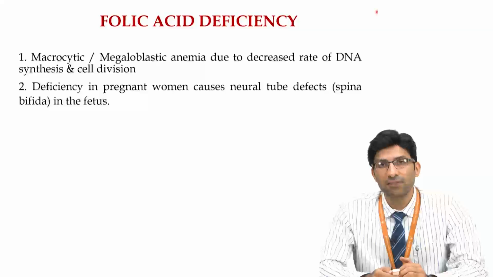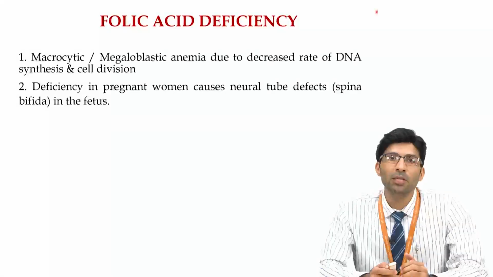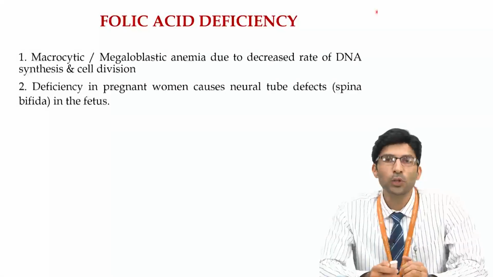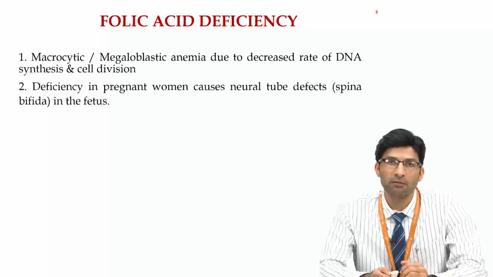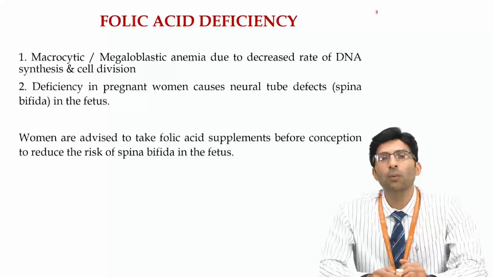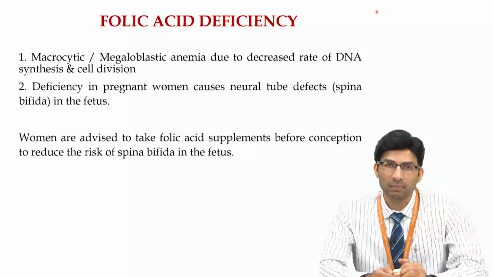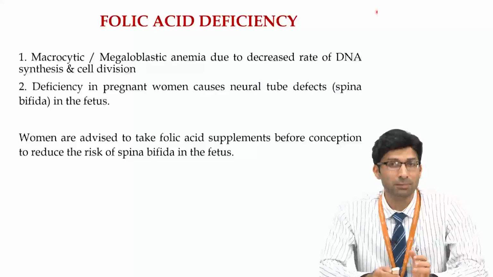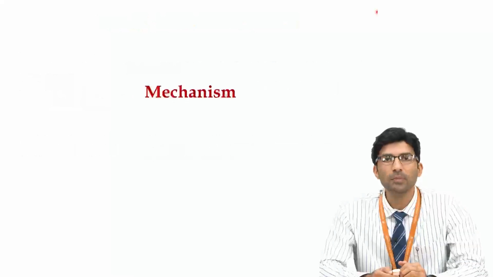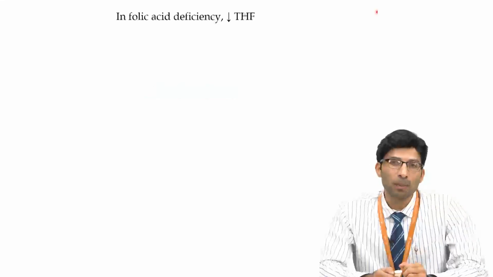If folic acid is deficient, the neural tube will not be properly closed and it can lead to a neural tube defect which is called spina bifida. Hence, women are advised to take folic acid supplements before conception to reduce the risk of spina bifida in the fetus. What is the mechanism here behind this particular macrocytic or megaloblastic anemia?